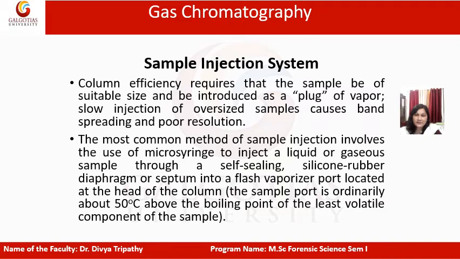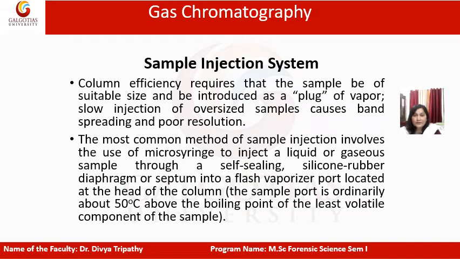The sample injection system is the second and one of the important parts of a gas chromatography instrument. As we know till now, the column efficiency requires that the sample be of suitable size and be introduced as a plug of vapor. Slow injection of an oversized sample causes band broadening and results in poor resolution. The most common method of sample injection involves the use of a microsyringe to inject a liquid or gaseous sample through a self-sealing silicone rubber diaphragm or septum into a flash vaporizer port located at the head of the column.